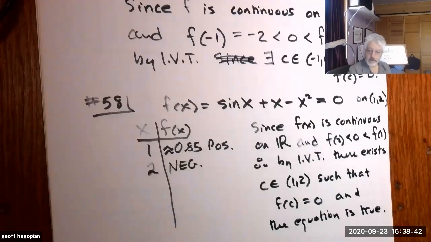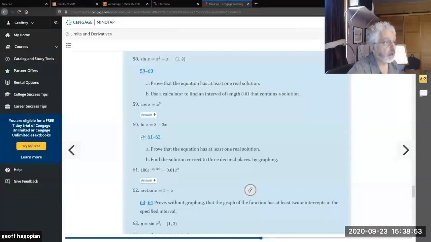All right, so that wasn't that bad. So in 59 through 60, let me bring that up here. They say, prove the equation has at least one solution. Use a calculator to find an interval. So here they don't give you the interval. Use a calculator to find an interval of length 0.01 that contains a solution.